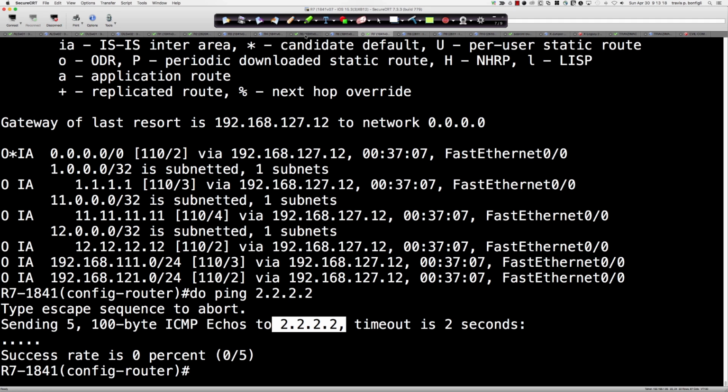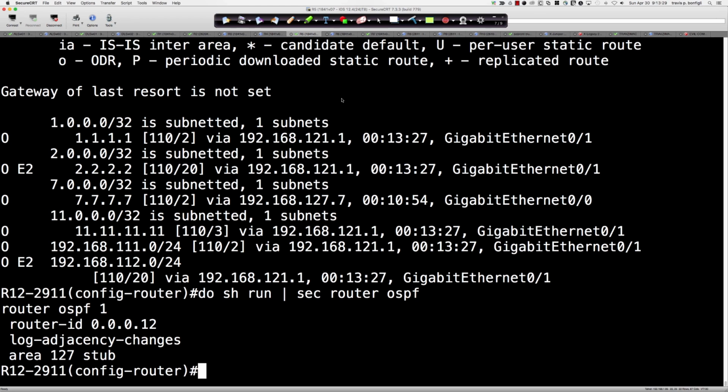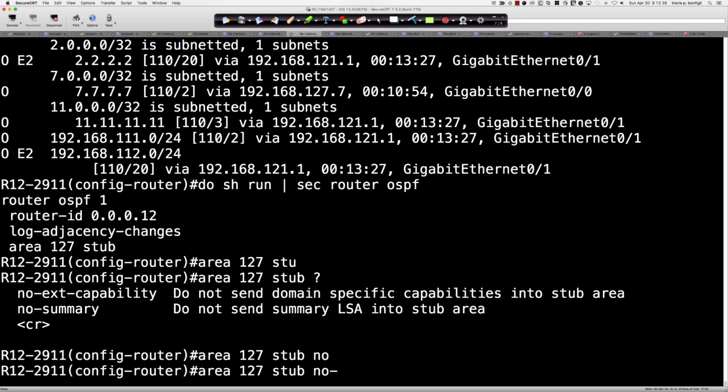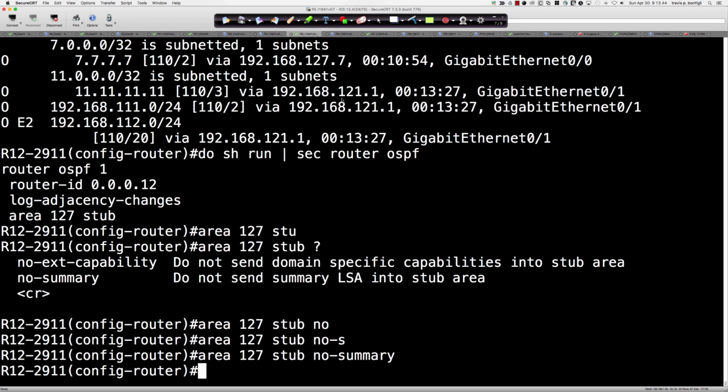But now let's go ahead and make it a totally stubby area. So we get on to router 12, and do show run section router OSPF. And you can see the area 127 stub. The only change that needs to be made is I simply say stub. If I do a question mark, you can see we've got some different options there. It is simply area 127 stub no-summary. So again, the external bit is still clear. The stub flag is set, but the E bit is not set. It's cleared, right? It's at a value of 0.